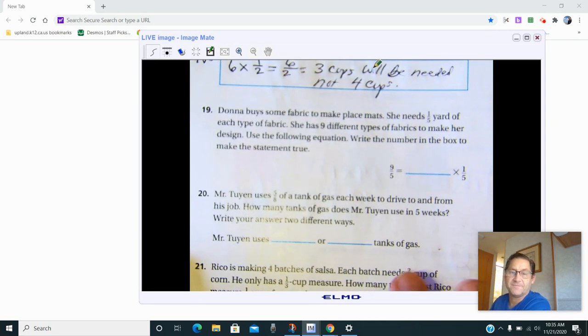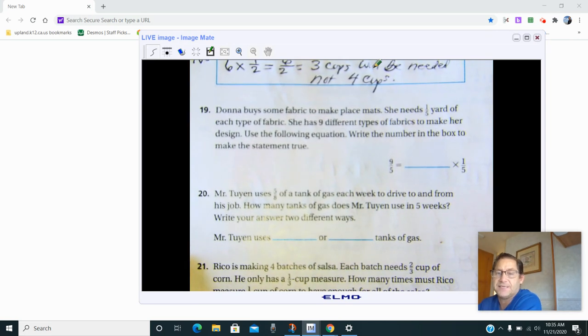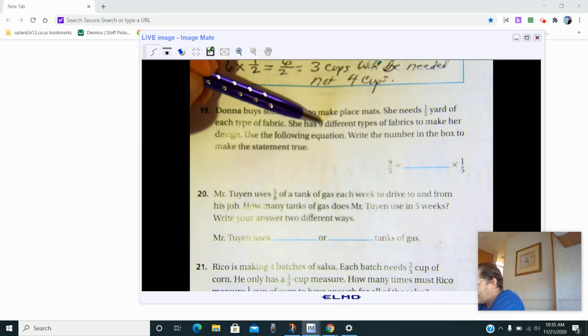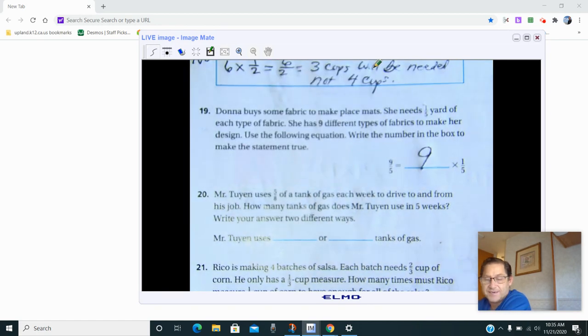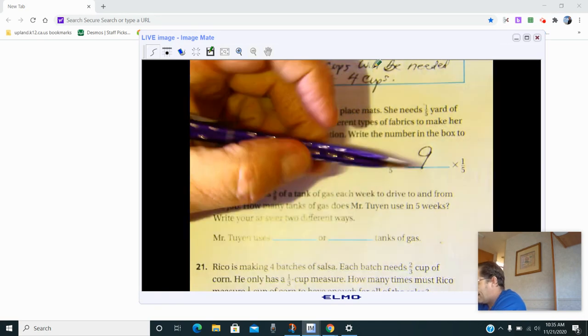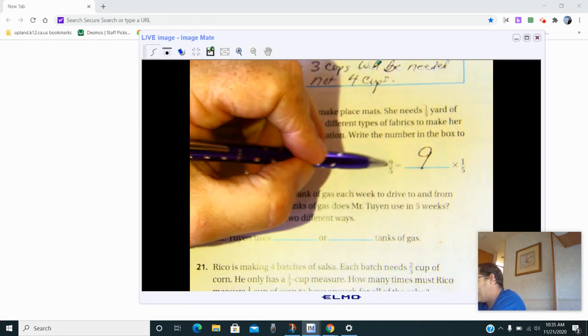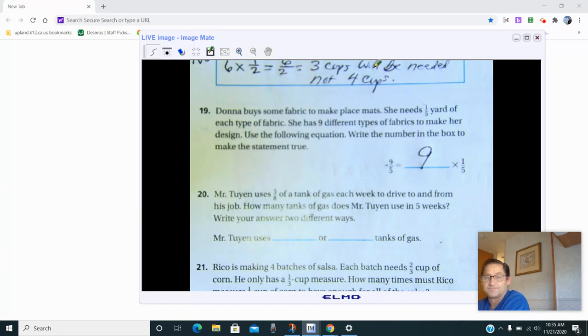19. Donna buys some fabric to make placemats. She needs 1/5 yard of each type of fabric. She has 9 different types of fabrics to make her design. Use the following equation and write the number in the box to make the statement true. So 9 different types, 1/5 each. So that just has to be a 9 there, right? 9/5 is the same as saying 9 sets of 1/5.